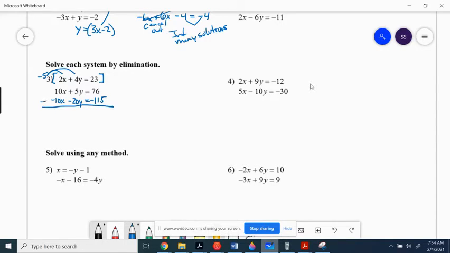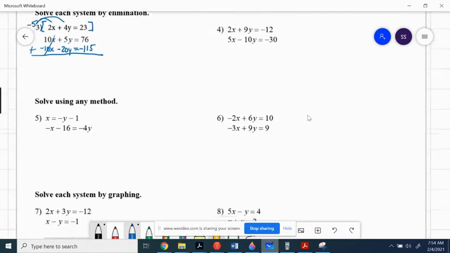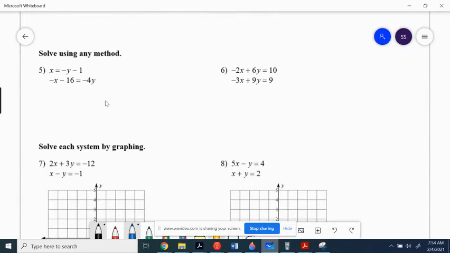So now go ahead, add these together. These will cancel out. And I'm going to leave the rest for you. Remember, once you solve for y, you still have to go back and take whatever y value that is and plug it back into one of the original equations. All right. 5 and 6, you can choose whatever method you want. It doesn't matter. You can pick elimination or substitution. It's up to you.